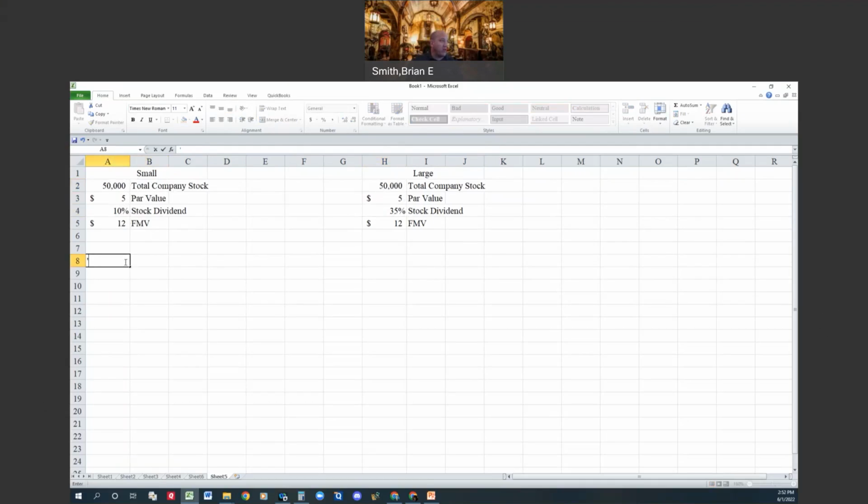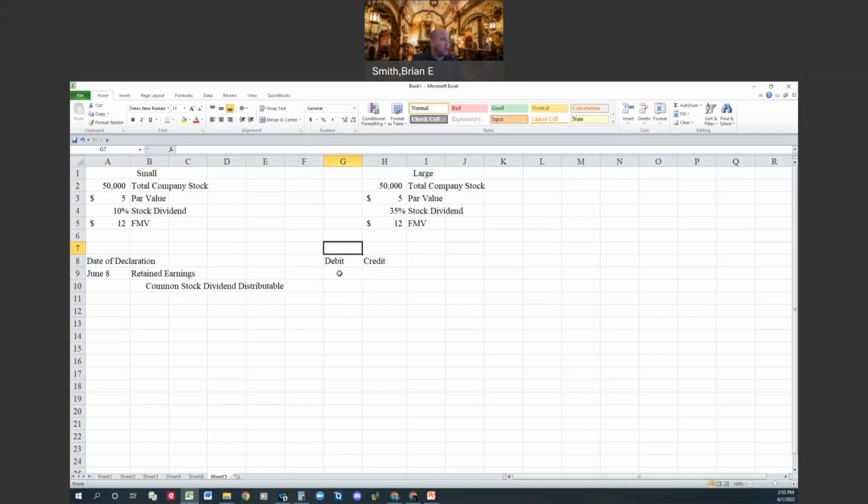Let's say the date of declaration is June 8, and we want to do our retained earnings, and then common stock dividend distributable. It's kind of a mouthful there. Let's go debit here, credit here. And our retained earnings is going to be reduced by the total number of shares.